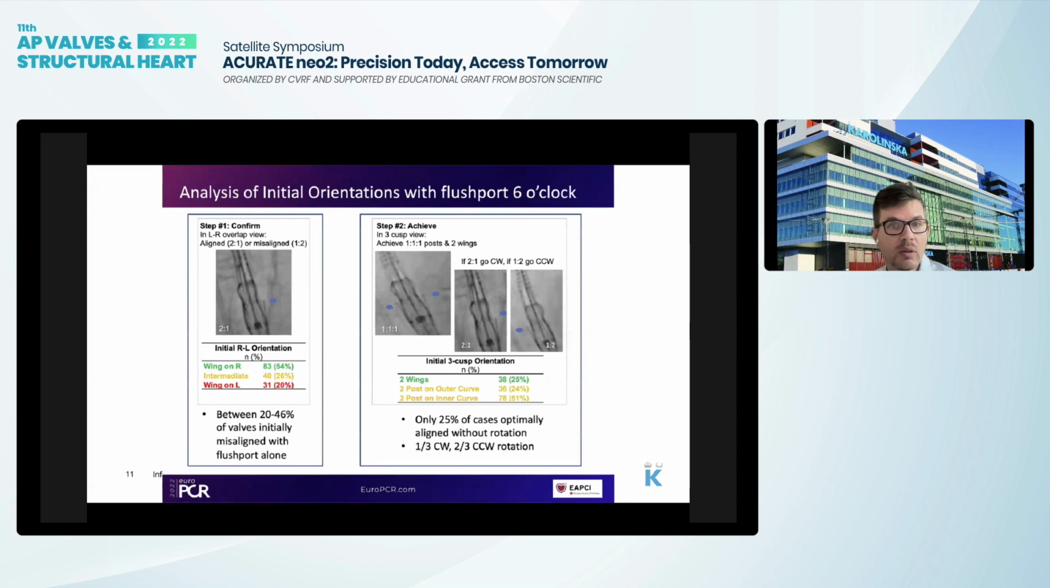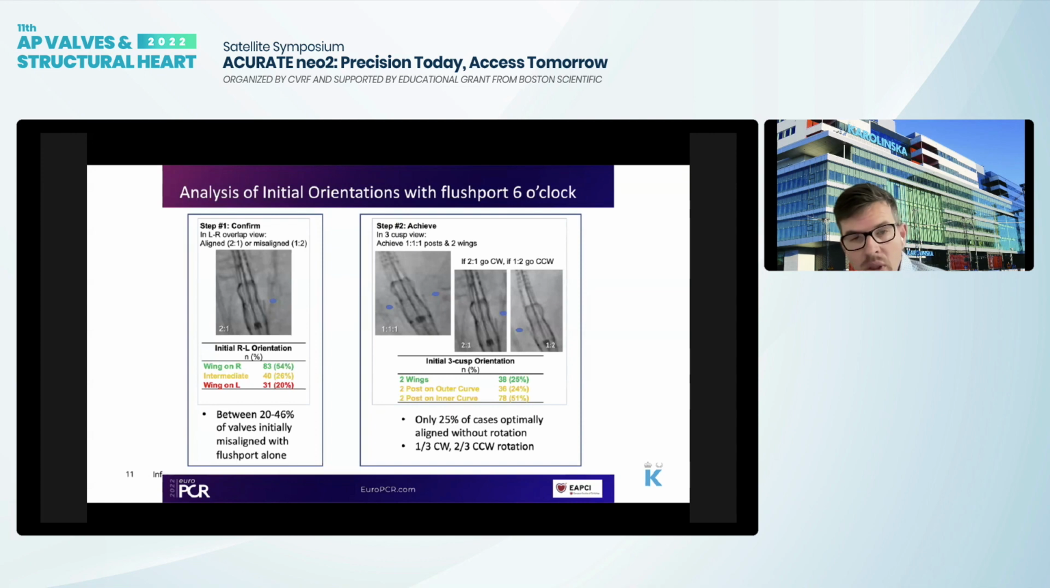We tried to understand also if only by doing the 6 o'clock insertion, that's good enough. So we check the initial position of the valve in rotation when you come around the arch and when you are just before starting the implantation. That's step 1. And depending on the definition, between 20 to 46% of the valves are misaligned if you just do the 6 o'clock with the flush port. So it's clearly better than that when you do the rotation.